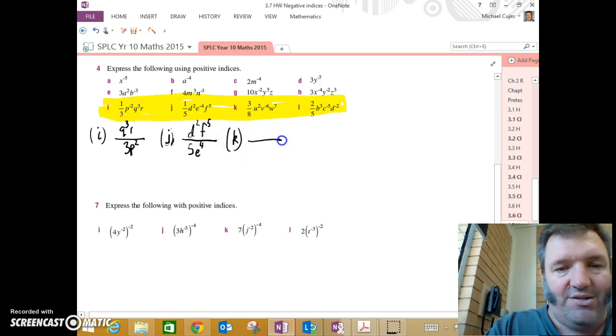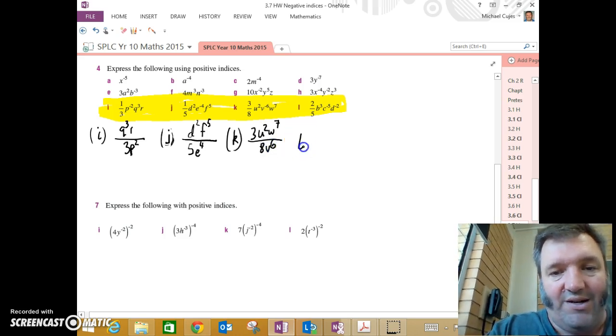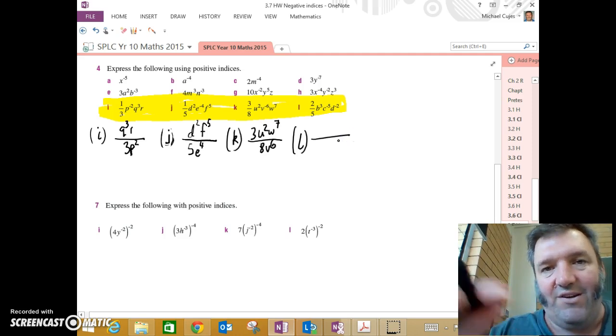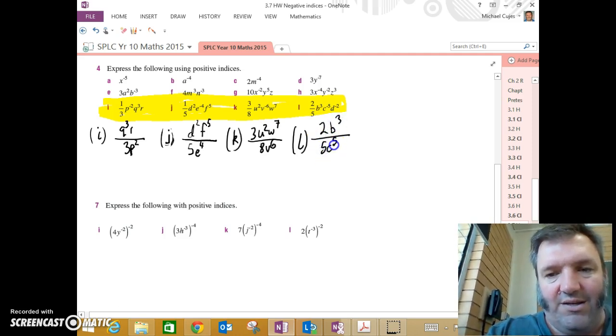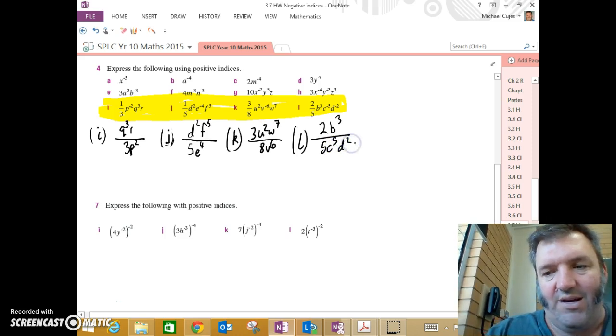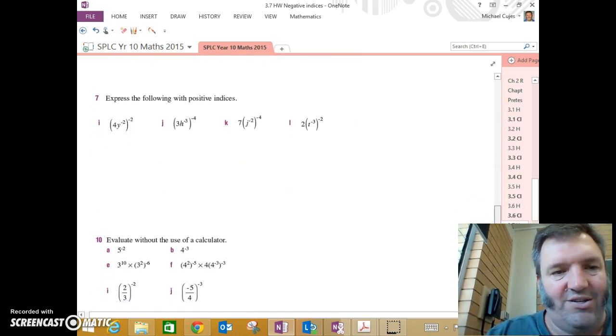Without commentary this time, let's just see how we go. 3u squared w7 over 8v to the power of 6. You can see this is why it doesn't take you long to get through your work if you're concentrating in class. Negative indices, get them in the denominator from the numerator. Positive indices, leave them where they are. So I've got 2b cubed over 5, c to the power of 5, d squared. Too easy. Give us a challenge, chewers.